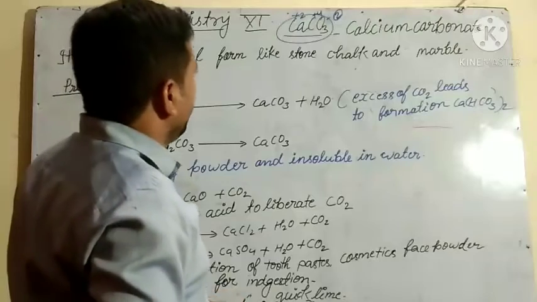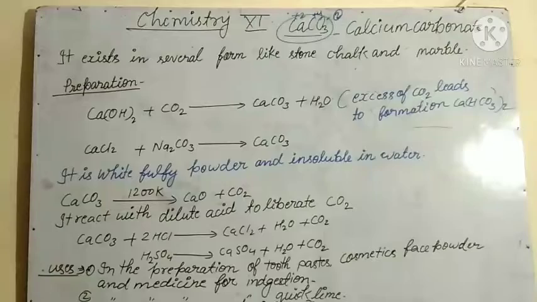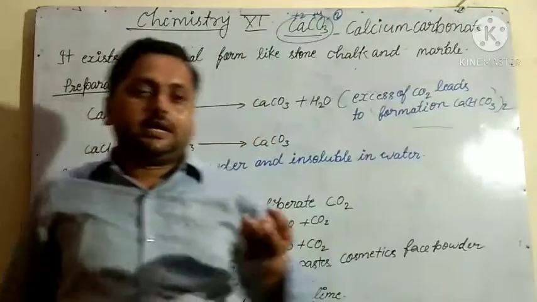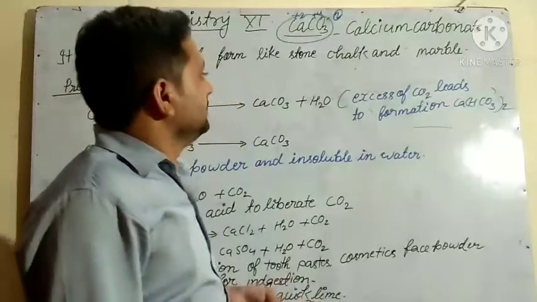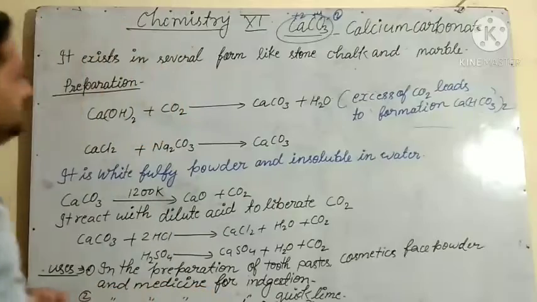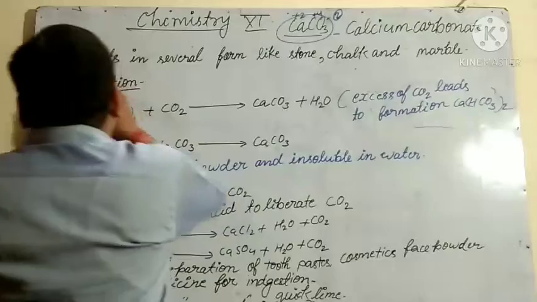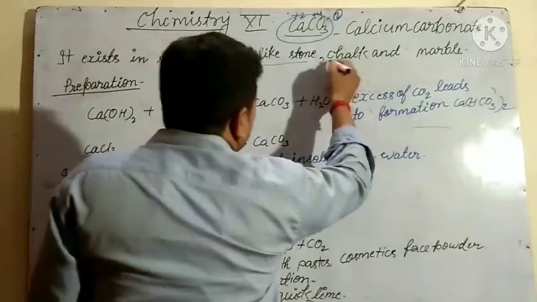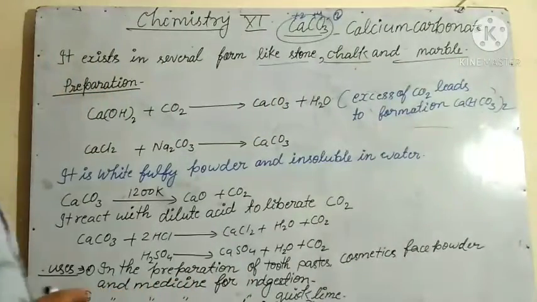Okay, students, so let us move to our topic. You might know that calcium carbonate exists as marble, as chalk powder, and stone also. It exists in several forms like stone, chalk, and marble. Then how can it be prepared?